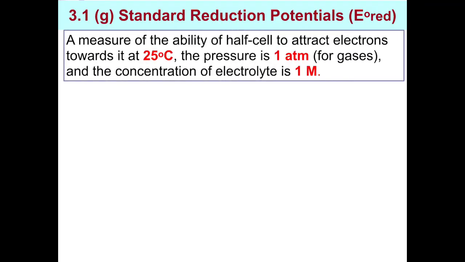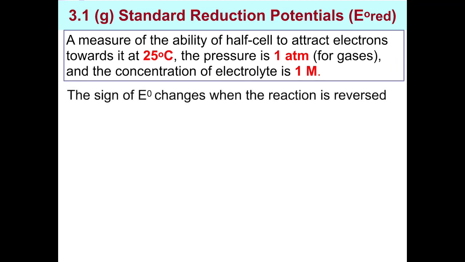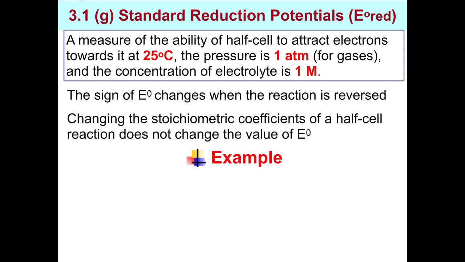Standard reduction potential can be defined as a measure of the ability of a half cell to attract electrons towards it at 25 degrees Celsius, 1 atm pressure, and 1 molar concentration of electrolyte. The sign of E° changes when the reaction is reversed, but changing the stoichiometric coefficients of a half cell reaction does not change the value of E°.